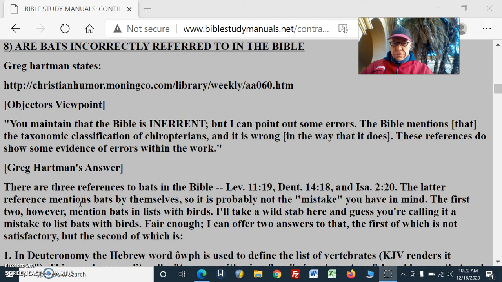classification of chiropterians, wow, and it is wrong in the way that it does. These references do show some evidence of errors within the work. I guess that refers to bats.